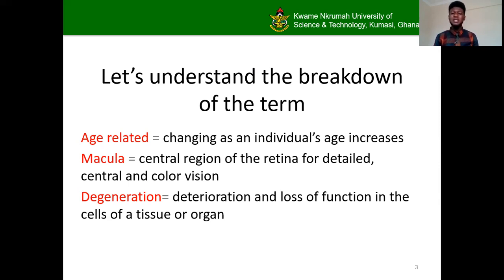Now, age-related means changing as an individual's age increases. Degeneration means deterioration and loss of function in the cells of a tissue or organ. So this macular degeneration is associated with aging. That means aging becomes a risk factor, and that is that.